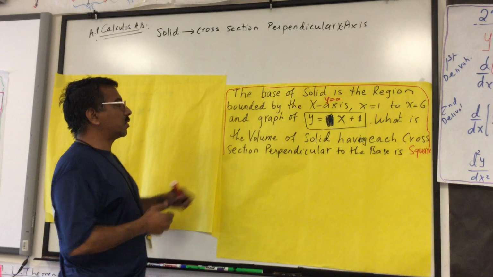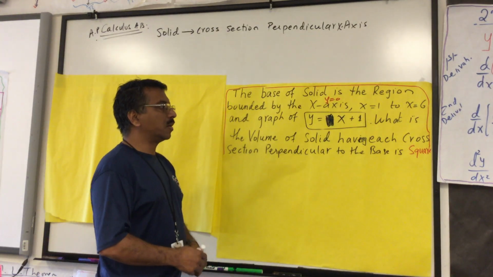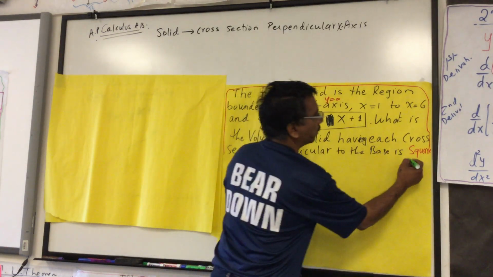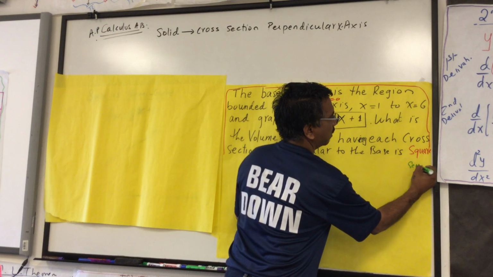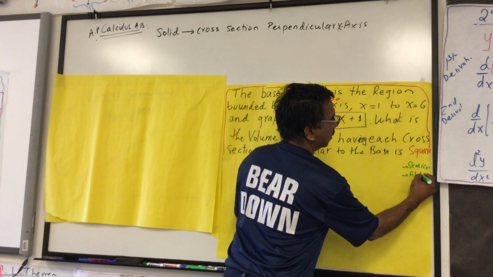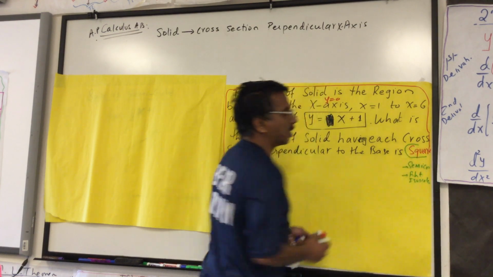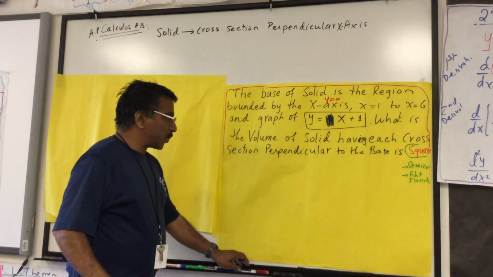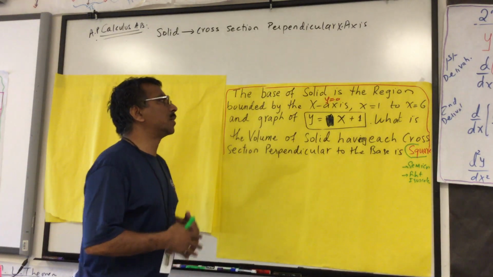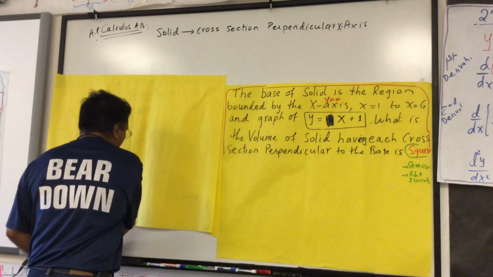And the question asked is, what is the volume of the solid having each cross section perpendicular to the base as a square? It could also be a semicircle, or it could be an isosceles right triangle. So let's stick to square. You may be given the graph or may not be, but let's see how the graph looks. Let me graph this as quickly as possible.